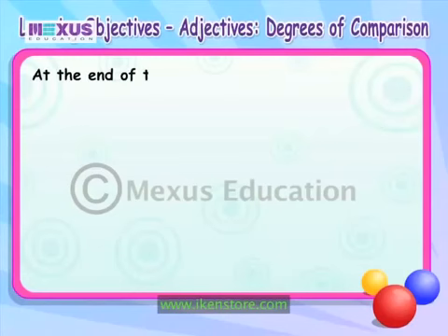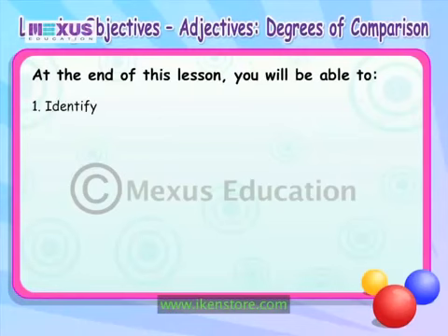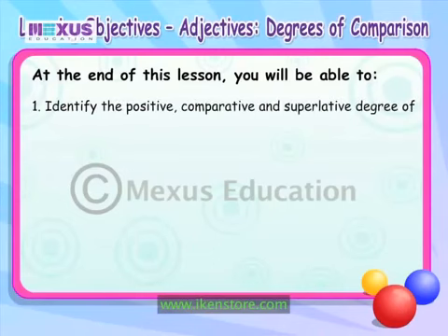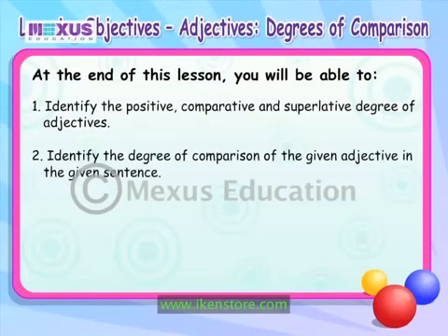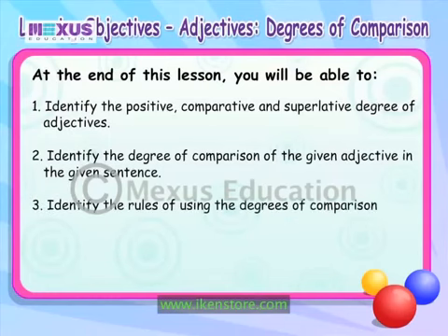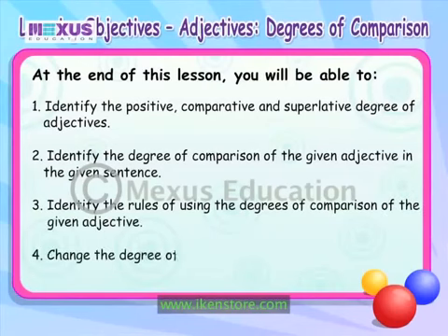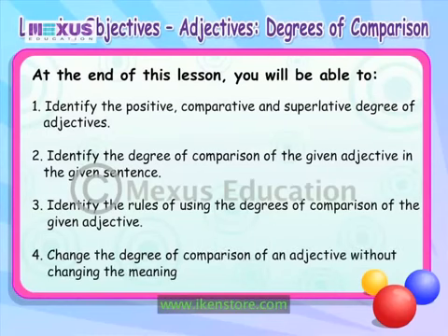At the end of this lesson, you will be able to identify the positive, comparative and superlative degree of adjectives. Identify the degree of comparison of the given adjective in the given sentence. Identify the rules of using the degrees of comparison of the given adjective. Change the degree of comparison of an adjective without changing the meaning of the sentence.